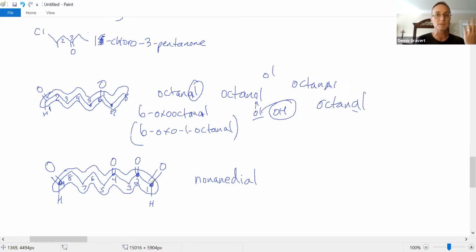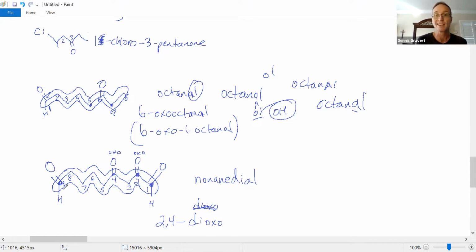Steps 4 and 5. Number and name the extra decorations. We have a bunch of ketones. Each one's an oxo. We got 2 oxos, so yeah, it's a dioxo. Wait, what are those 2 oxo groups? That looks funny. Make it a little more clear. They show up on carbons 2 and 4. Stick that in front here.